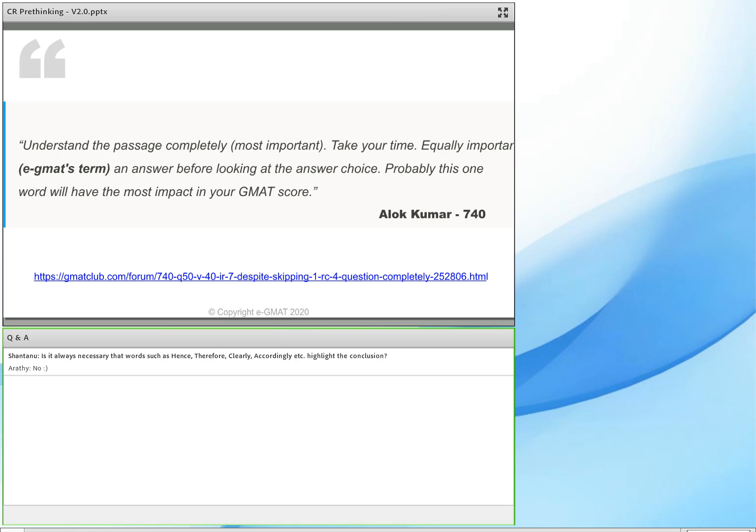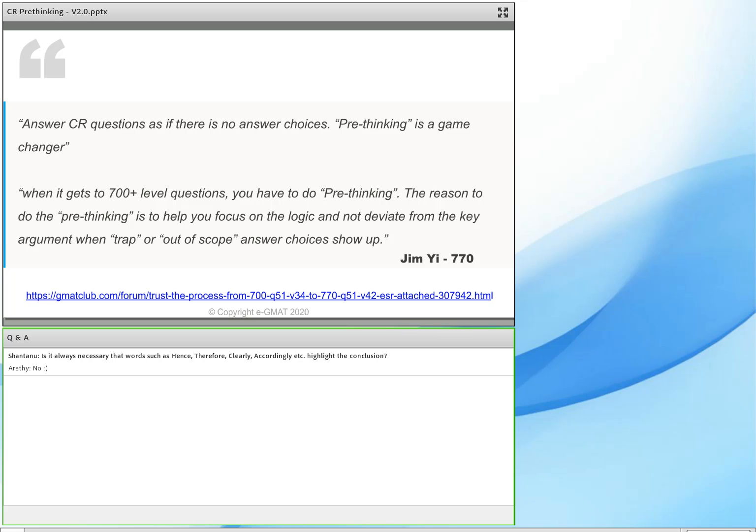So here is this guy. It says, understand the passage completely. Take your time. Equally important, pre-think an answer before looking at an answer choice. Probably this one word will have the most impact on your GMAT. This is pre-thinking in CR as well as in RC.